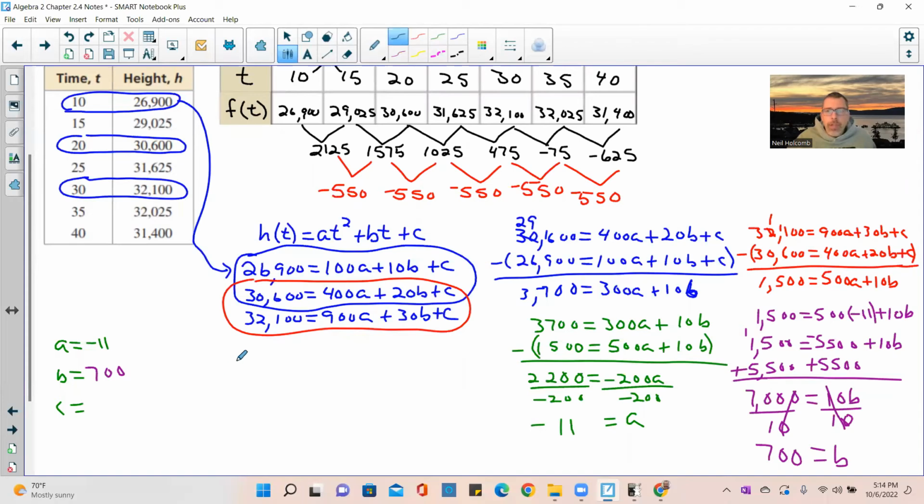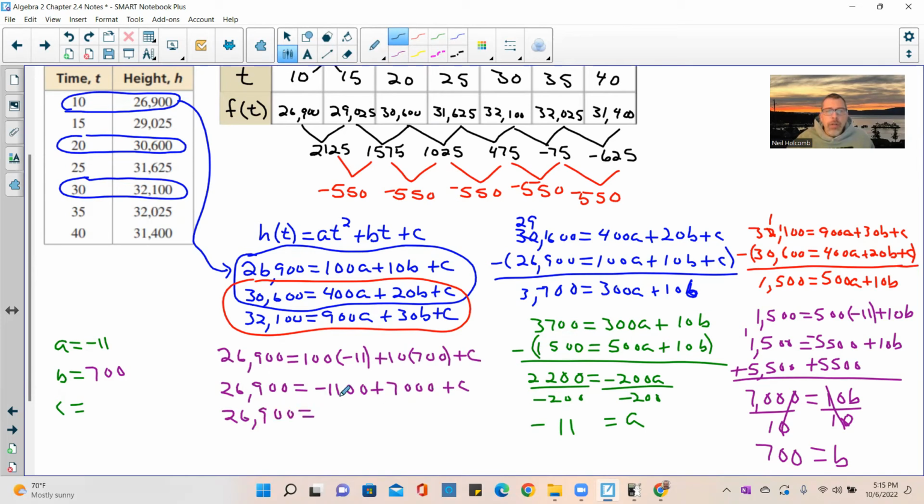Okay, and finally, the last step is solving for C. So pick any equation. Actually, we can just go back to the original equation, one of these three, and solve it for C. So we take 26,900 equals 100 times A plus 10 times B plus C. So it's going to be 26,900 equals negative 1,100 plus 7,000 plus C. That's going to simplify to 26,900 equals 7,000 minus 1,100 is 5,900 plus C.